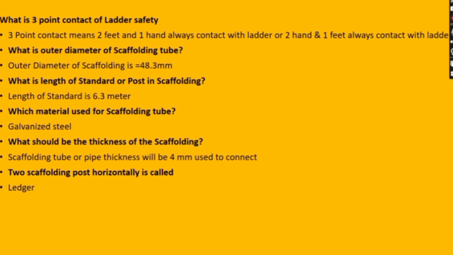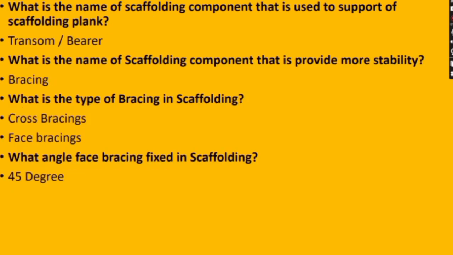What is a scaffolding post tied horizontally called? Answer is ledger. What is the name of a scaffolding component that is used to support a scaffolding plank? Answer is transom or bearer. What is the name of a scaffolding component that provides more stability? Bracing. What is the type of bracing in a scaffolding? There are two types of bracing, cross bracing and face bracing.